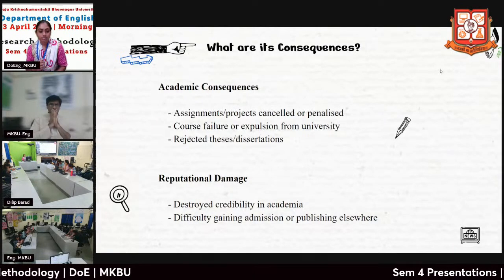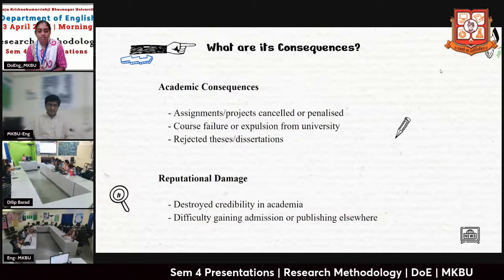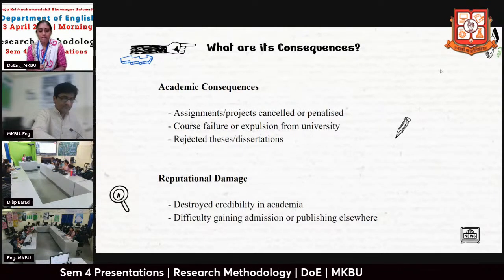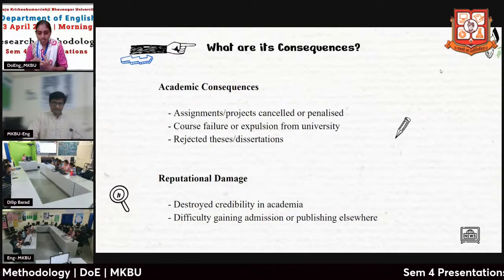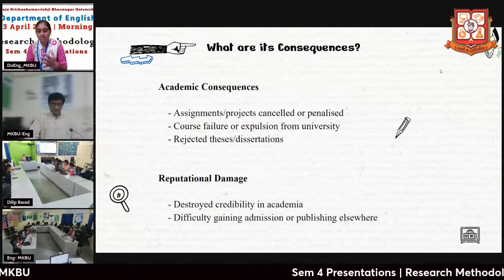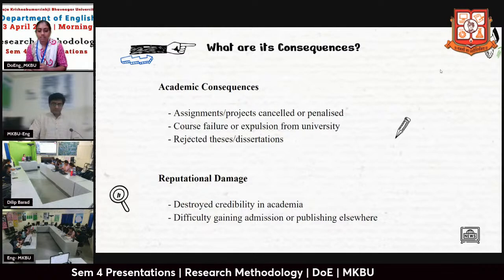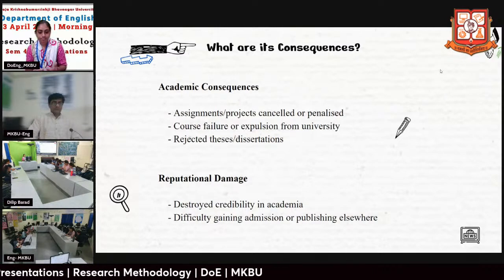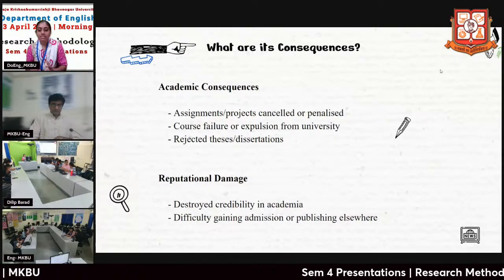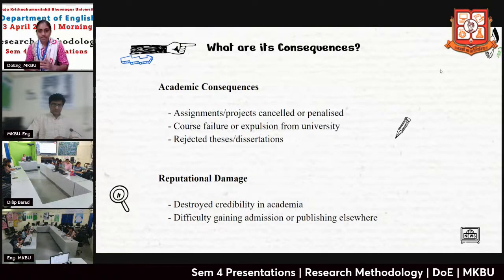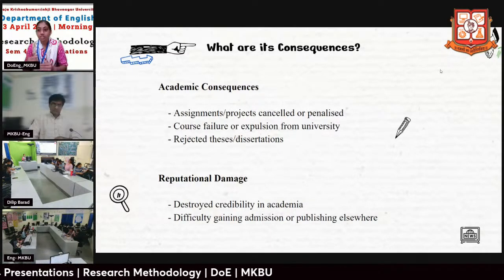Another is reputational damage, that it destroys the credibility in academia. By this, there is difficulty gaining admission or publishing elsewhere. If you are using most of the content from other works and you are claimed to have plagiarized, then you will find problems gaining admission or publishing your works.